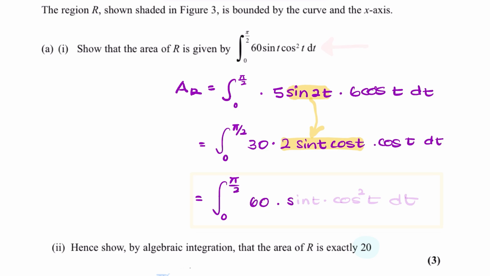Because 2 times 30 is 60, and then cosine times cosine is cosine squared, so it's sine t times cosine squared t dt. And that is the expression they've asked us to show. So that's part A1 done.